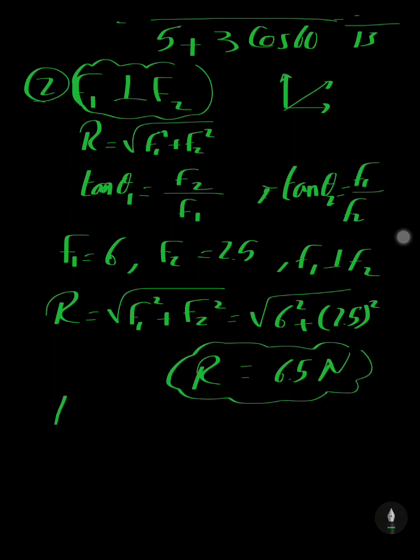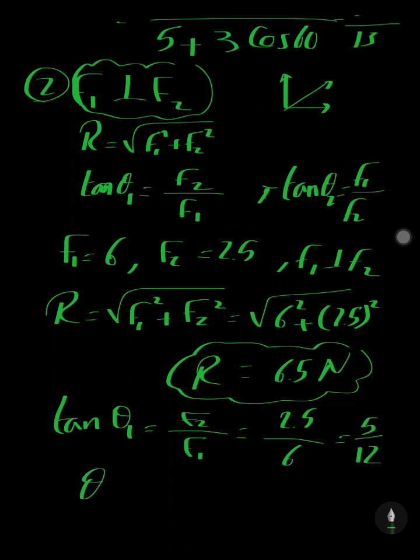To find the direction of the resultant with the first force, tan theta 1 equals F2 over F1. F2 is 2.5 over F1 is 6. The result will be 5 over 12. Now to find theta 1, we do shift tan of 5 over 12. The result will be 22 degrees and 37 minutes.